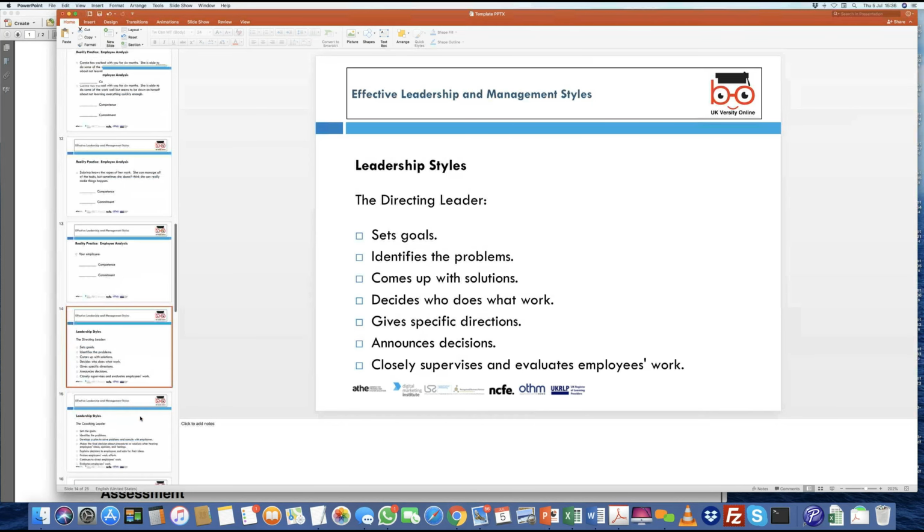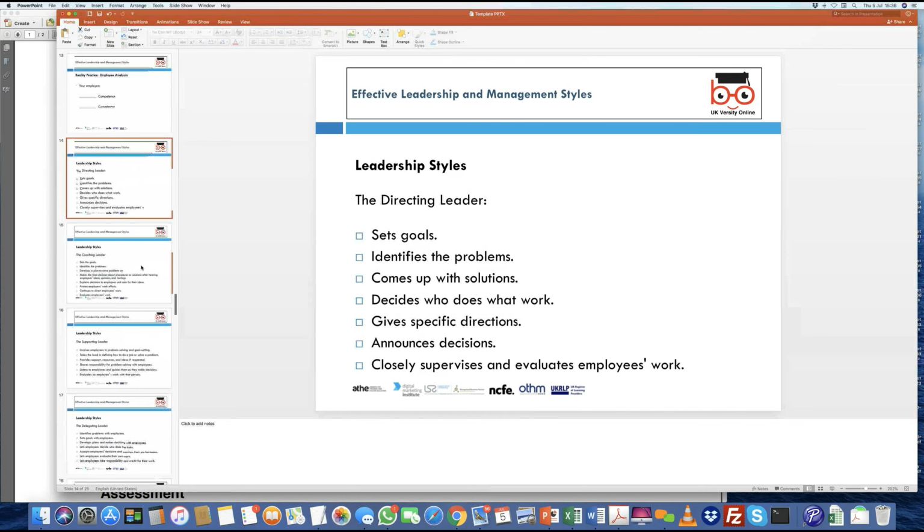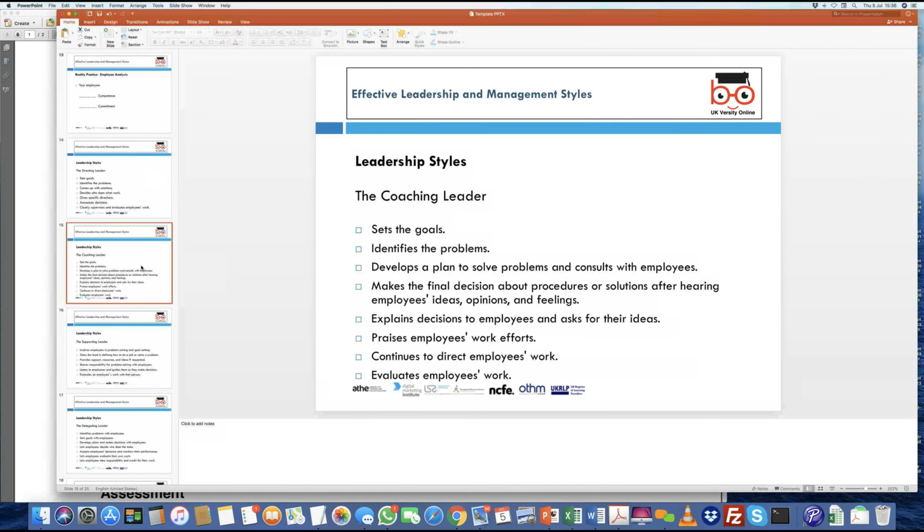Okay? Let's look at coaching style. Now, coaching style means you are in a mid-size or a fairly good-sized organization where you're able to set goals, you step back slightly from doing the day-to-day operational role, you're able to identify problems and give solutions, but in some cases you're able to delegate the decision-making which is required on a day-to-day basis.